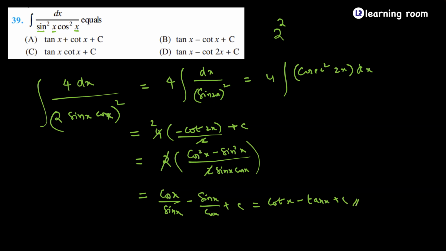Is there a minus outside? Yeah. So minus is there, no? So there is a minus here. So this will become minus, this will become plus. Right? So tan x minus cot x plus c, option should be B. Okay. So wait.